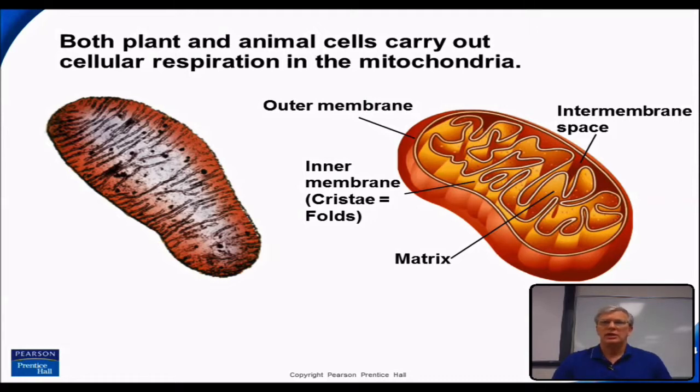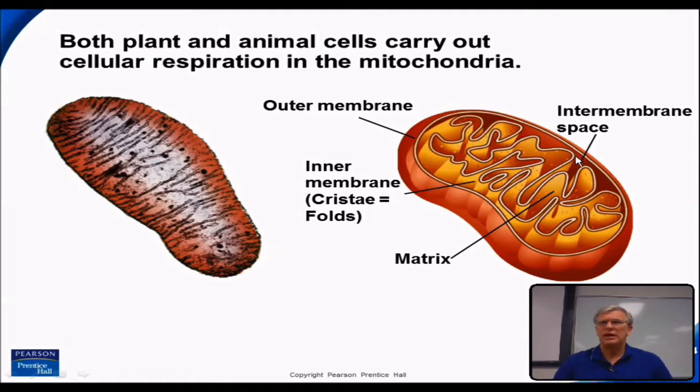Now, if we look at the mitochondria, we're going to see, similar to the chloroplast, that it has a double membrane. It has an outer membrane and an inner membrane. And this inner membrane ends up taking on folds like this. And the purpose of these folds is just to make more surface area available for this process to take place.